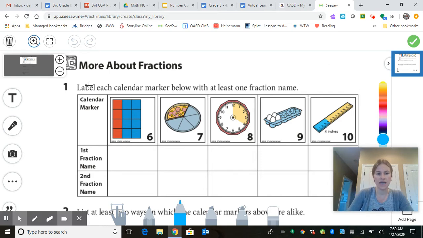So on Seesaw, you'll have this More About Fractions worksheet. And on the top, it's those same calendar markers that we just saw. So if we think of Penny's way how to do this from that week before, here she would say, okay, I am counting 1, 2, 3, 4 of the squares are red, and it's 4 red out of how many in all? So it's 4 red out of 12 squares in all.